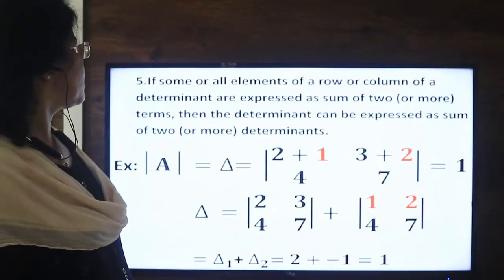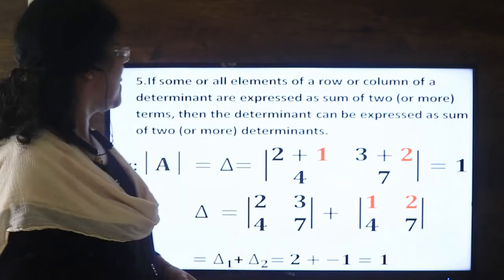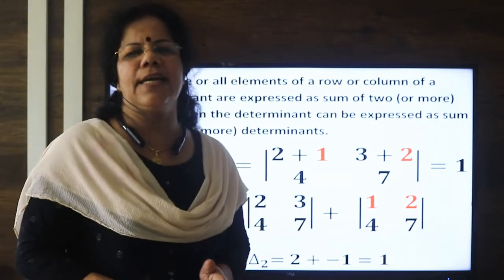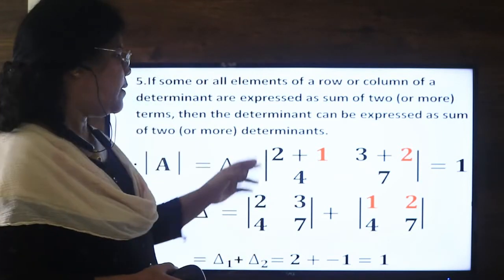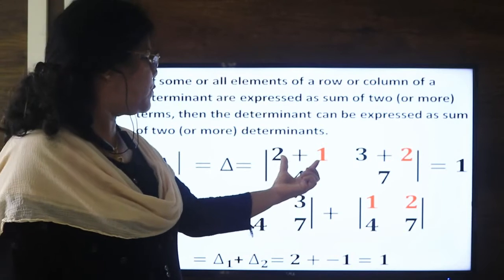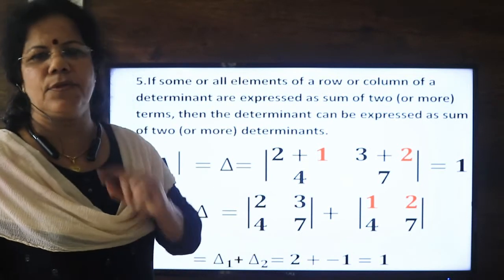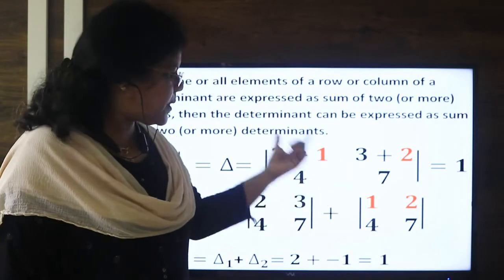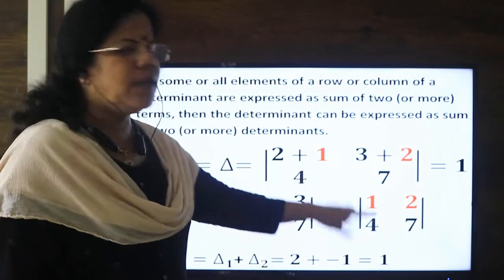Now let us go to the next property. If some or all elements of a row or column of a determinant are expressed as a sum of 2 or more elements, then we can express it as the sum of different determinants, either 2 determinants or more. Through one example, here the first row is the sum of 2 elements. You see, 2 plus 1. First row is expressed as the sum of 2 elements. So according to the property, we can represent this determinant as the sum of 2 different determinants. Value will be the same. Let us see.